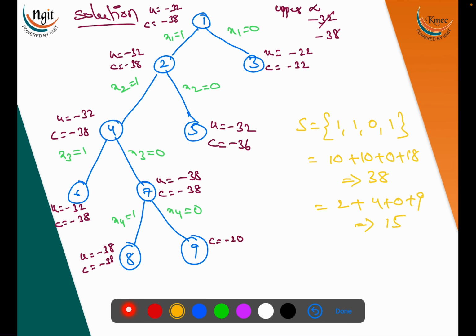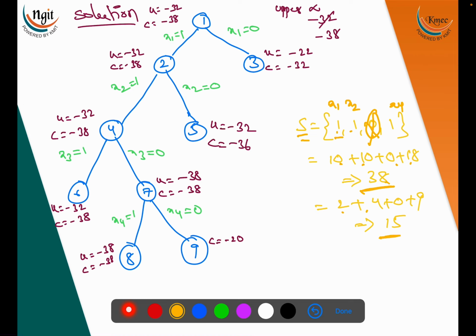That means the solution is S equal to 1, 1, 0, 1. That means the x1 object is in the bag, x2 object is in the bag, x3 is not, x4 is in the bag. That's what we showed with the sets method, 1 1 0 1. Now the final cost of the bag is 10 plus 10 plus 0 plus 18, which is 38. It is a maximum value, right? 2 plus 4 plus 9, it is the maximum capacity that we used.